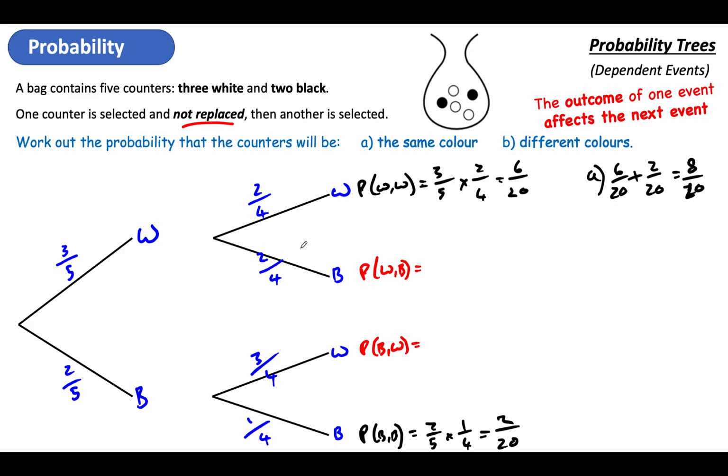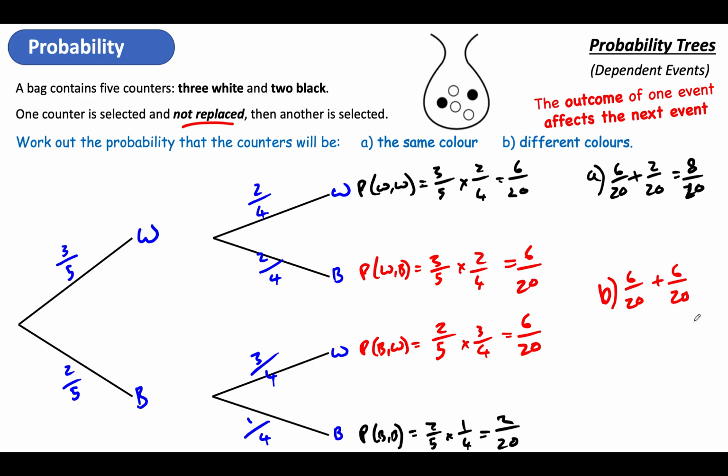There's my 2 options. Well, this path to get here is 3/5 and 2/4, so I need to multiply those to get 6/20. Or black and then white, I get black first, 2/5. I then get white, which is 3/4. Multiply the tops, multiply the bottoms. And so if I'm doing B, those are my 2 options. I could have white and then black, which is 6/20. Or, so I'm going to add 6/20, which is black and then white, which is 12/20. Okay, cool. Couple more then.